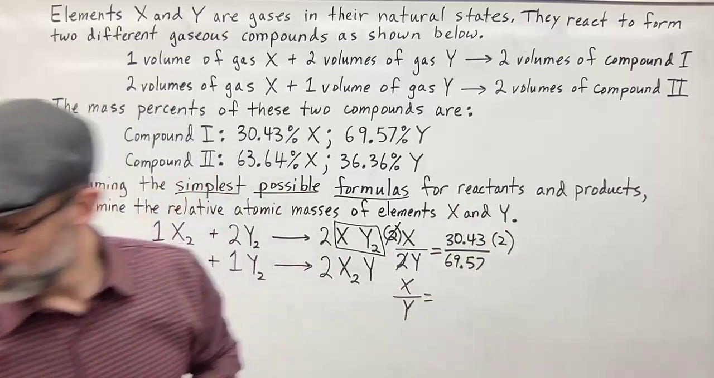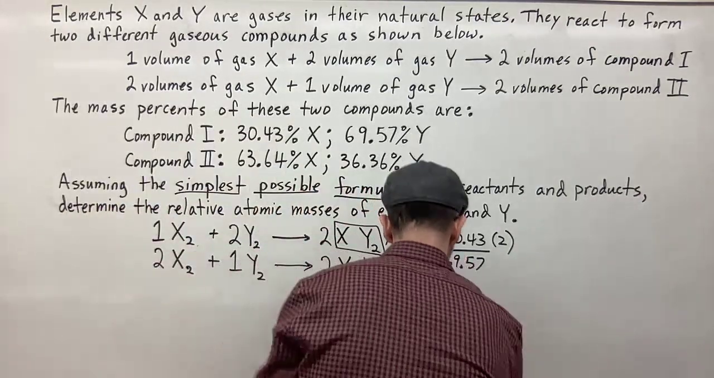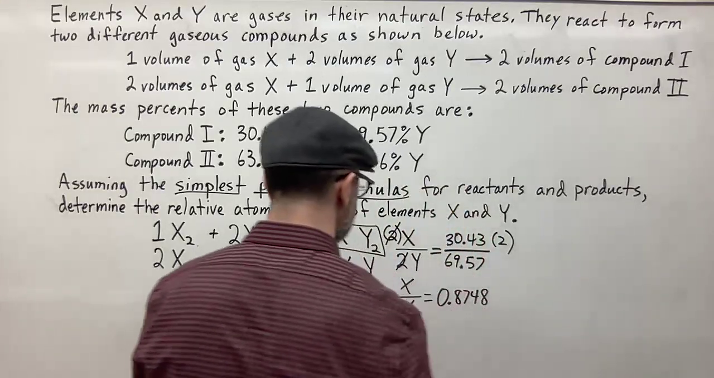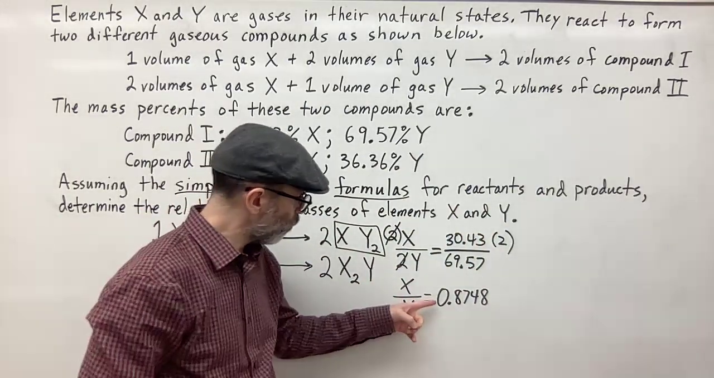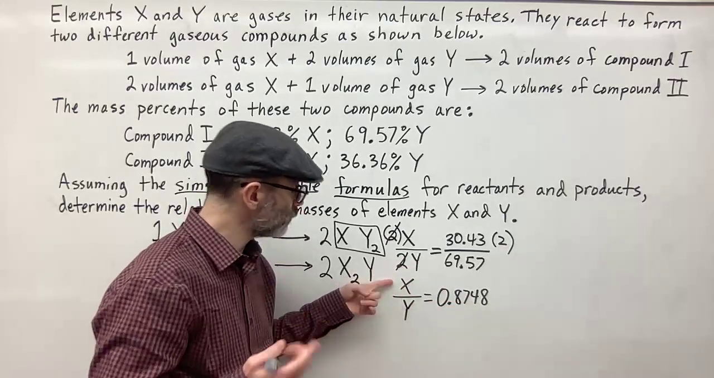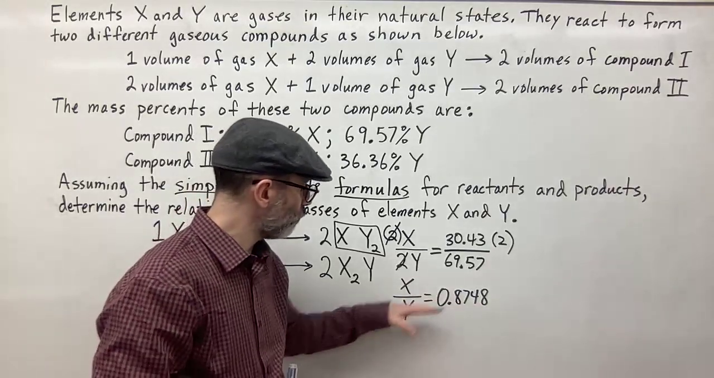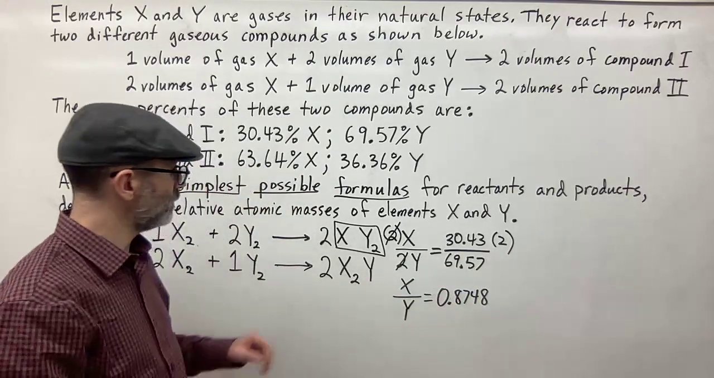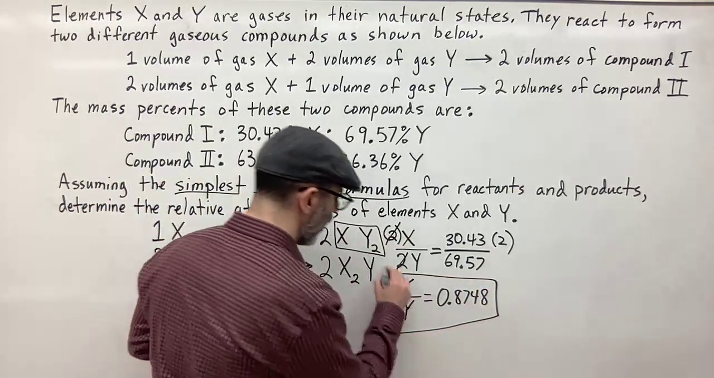And then all I do is I solve for this. When I do, I get 0.8748. So this tells me that for every 0.8748 grams of x, I get 1 gram of y, right? So it's a ratio of this over 1. Okay, so this is the relative masses of elements x to y, right? So that's one way I could do it.